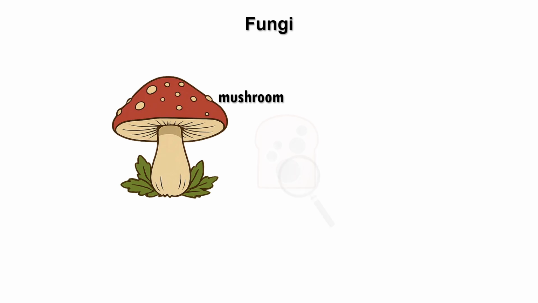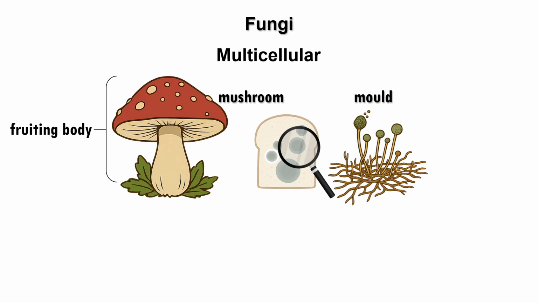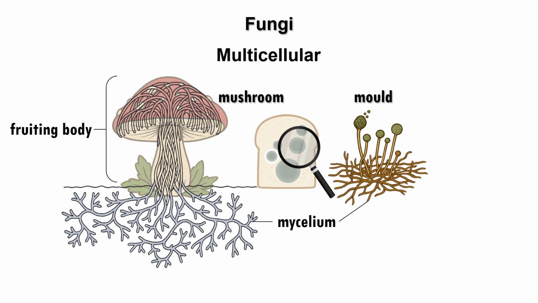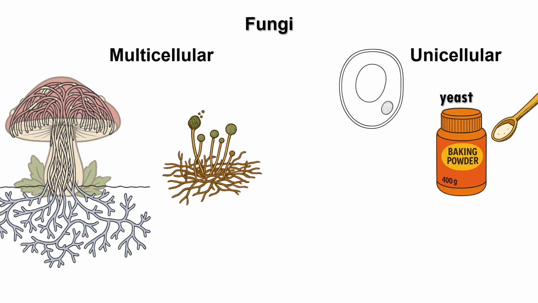Some fungi, like the mushrooms you might see in the woods or the mold that spoils old bread, are multicellular. A mushroom is the reproductive structure of the organism, called a fruiting body. A mold is rather like a mushroom without the fruiting body. One of the key features of multicellular fungi is called a mycelium. It's made of lots of thread-like structures called hyphae, but others, like the yeast we use in baking, are unicellular, meaning each organism is just a single cell.